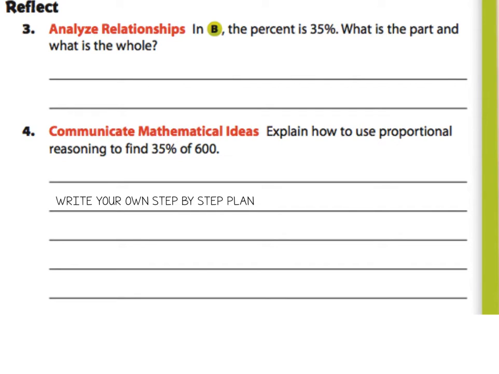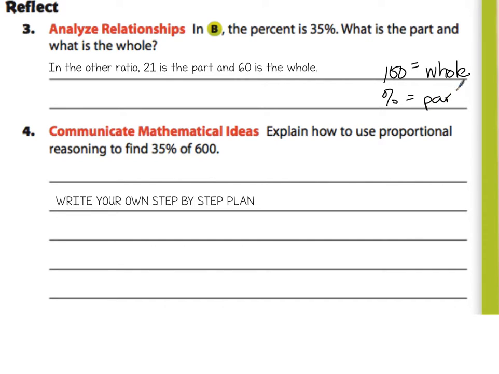All right, so in B, the percent is 35%. So what is the part and what is the whole for the other ratio? Well, in B, since 35%, so 35 is the part of 100. So in the other ratio, then 21 is the part and 60 is the whole. Because again, 100 is always your whole, and it's always your denominator. And the percent is always going to be equal to your part.